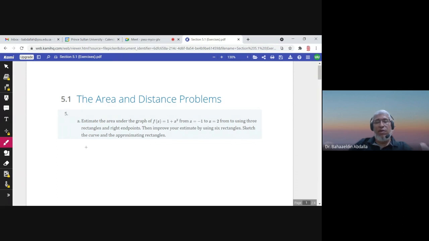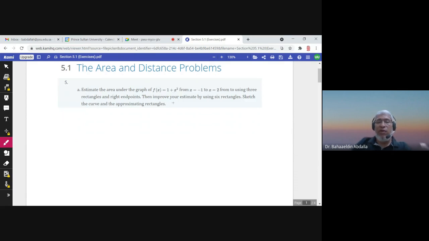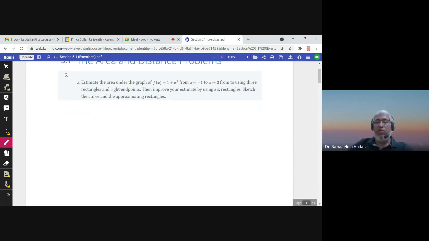Here we have an exercise about section 5.1, the area problem. Question 5: estimate the area under the graph of f of x equals 1 plus x squared from negative 1 to 2 using three rectangles and right endpoints. Then improve your estimate by using 6 rectangles. Sketch the curve and the approximating rectangles.